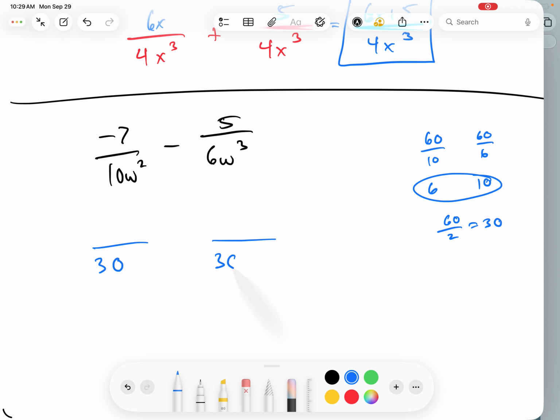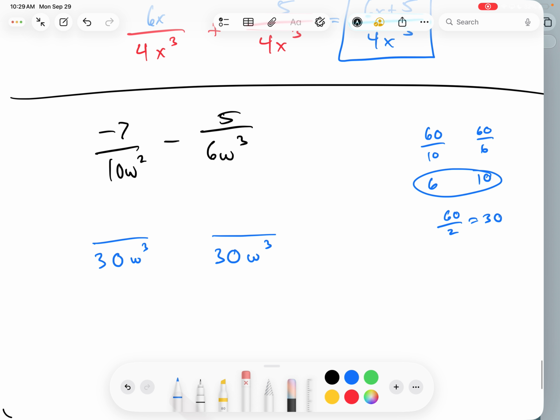So 30, and then I have w cubed, so I need w cubed. All right. For the left side, to go from 10w squared to 30w cubed, I need to multiply by 3w. So I multiply the top by 3w. So that would be negative 21w. For the right side, to go from 6w cubed to 30w cubed, I need to multiply by 5. So I multiply the top by 5, and I get 25.